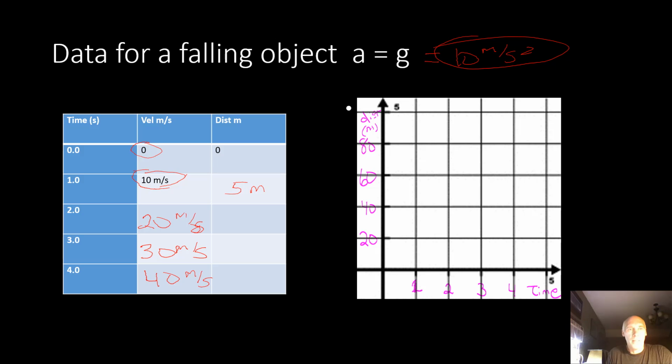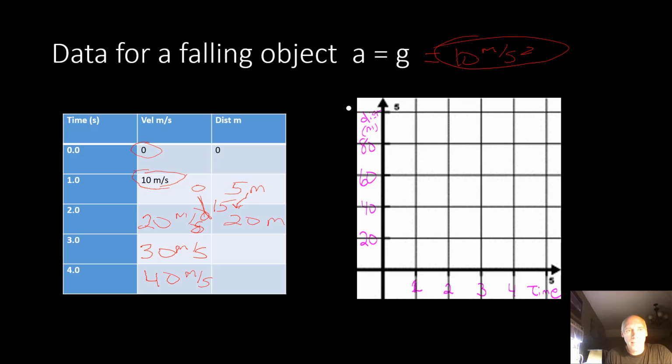Okay? Now for the next interval, look at it from here to here. From 1 second to 2 seconds, its average velocity would be, split 10 and 20 in half, and you get 15. It would have fallen 15 meters from 1 second to 2 seconds. But it's already fallen 5. So the 15 plus the 5 means that it's fallen 20 meters. Okay? Try the next one. I think you'll start to get the hang of it here.